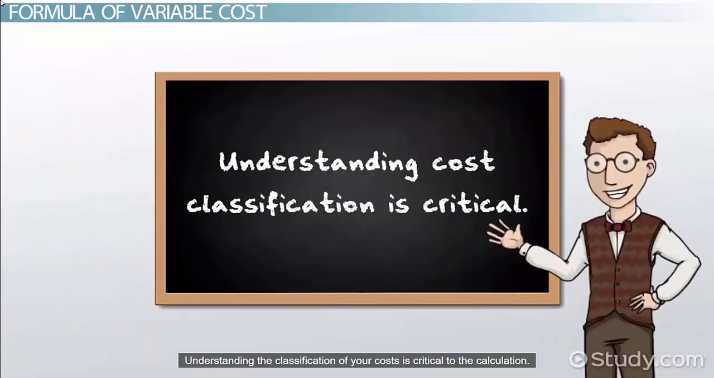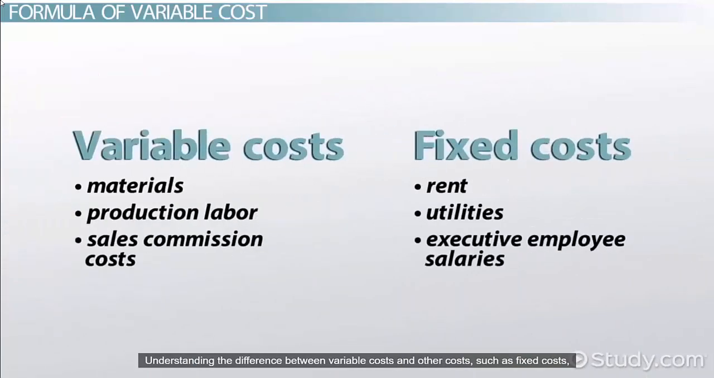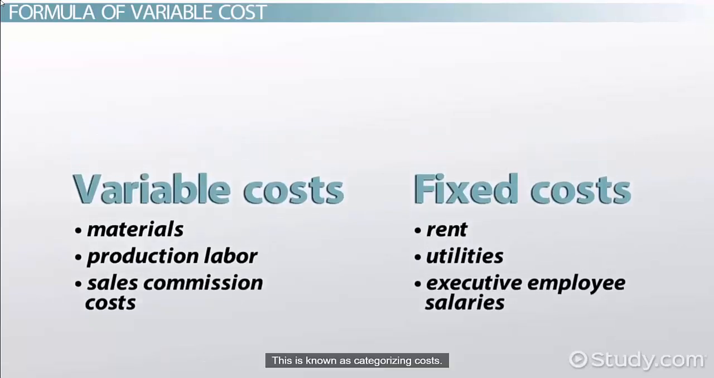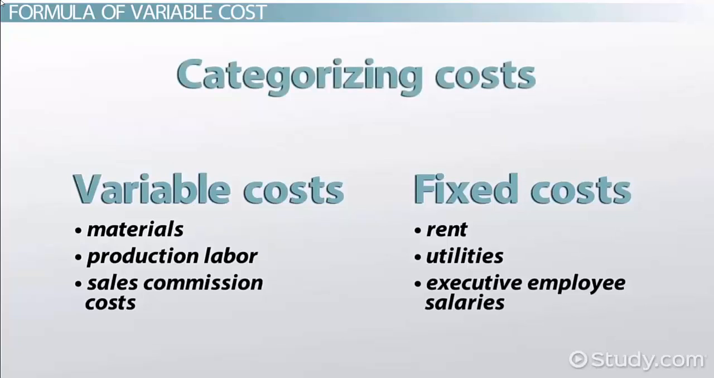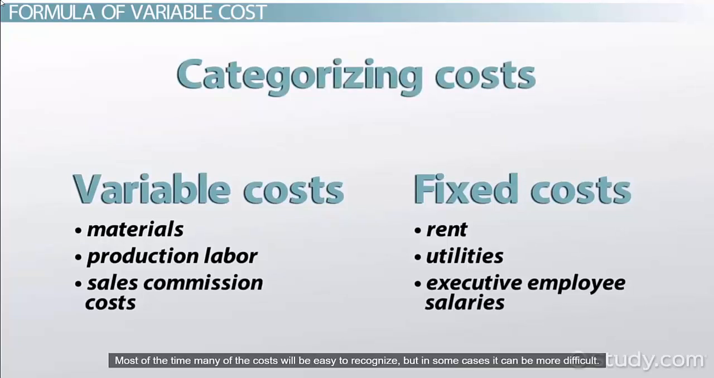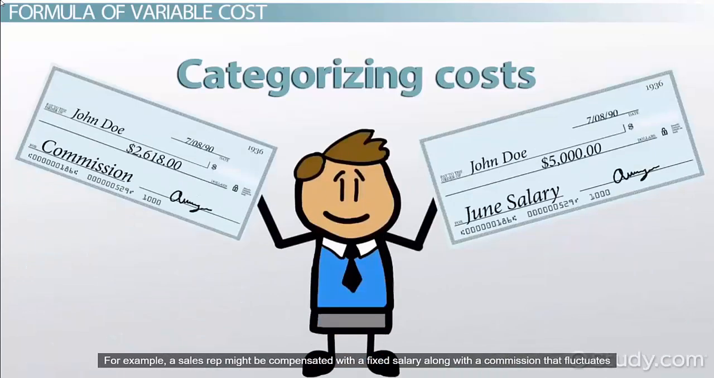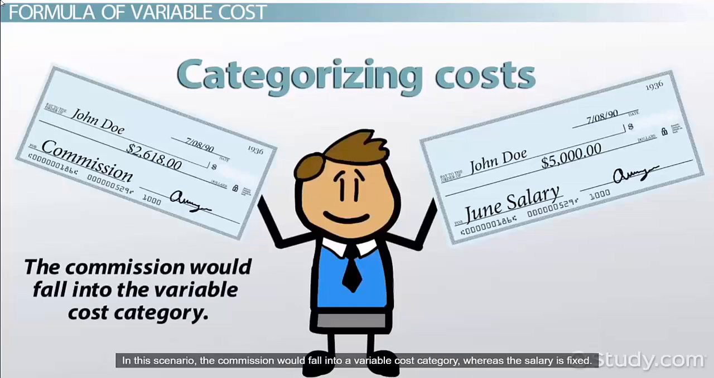Understanding the classification of your costs is critical to the calculation. Understanding the difference between variable costs and other costs, such as fixed costs, will allow you to better classify your costs correctly. This is known as categorizing costs. Most of the time, many of the costs will be easy to recognize, but in some cases it can be more difficult. For example, a sales rep might be compensated with a fixed salary along with a commission that fluctuates with sales performance. In this scenario, the commission would fall into a variable cost category, whereas the salary is fixed.